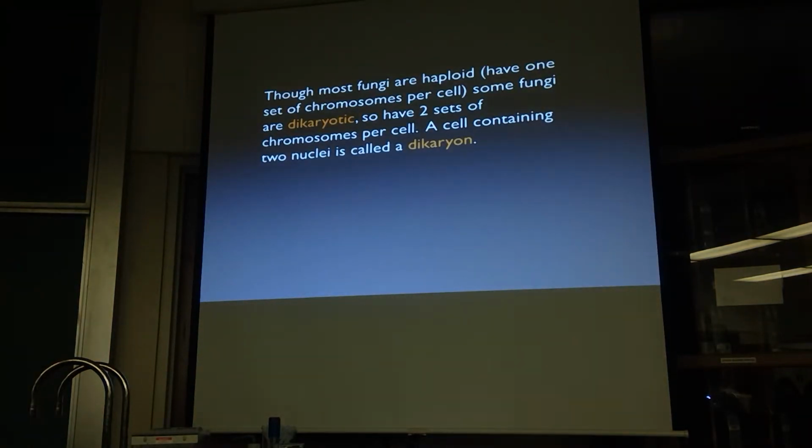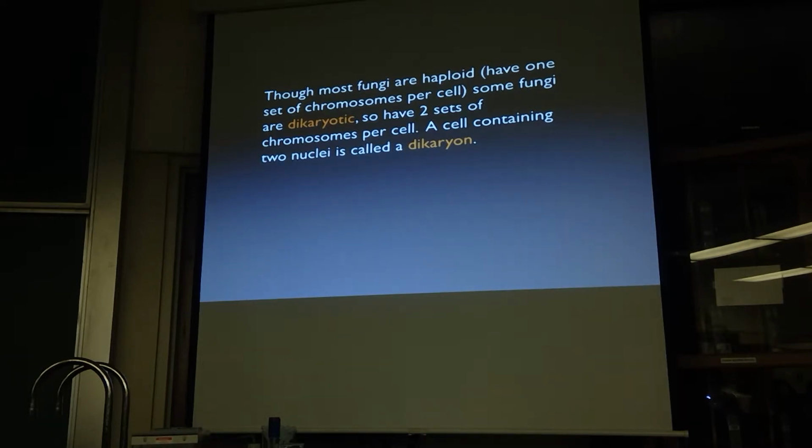Now, fungi are typically haploid. How many people are familiar with the term haploid? It means you have one set of chromosomes. So typically fungi cells have only one set of chromosomes. They're haploid. There are some fungi that have two nuclei that don't fuse. They don't really form a diploid zygote. They just have two nuclei.